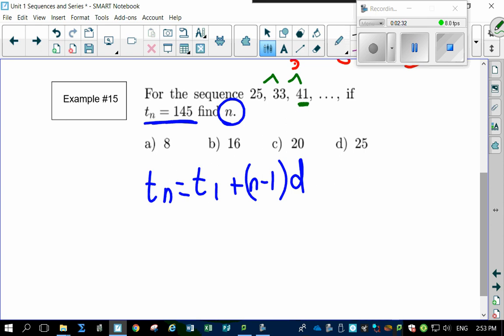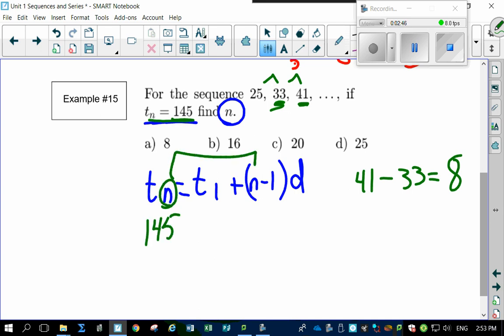I'm going to start at 41. Subtract the term that's in front of it, 33. That looks like it's going up by 8. So, Tn is 145, which means I haven't replaced the n; that's why n is going to stay there. T1 is 25, plus n minus 1 times D, which is 8.